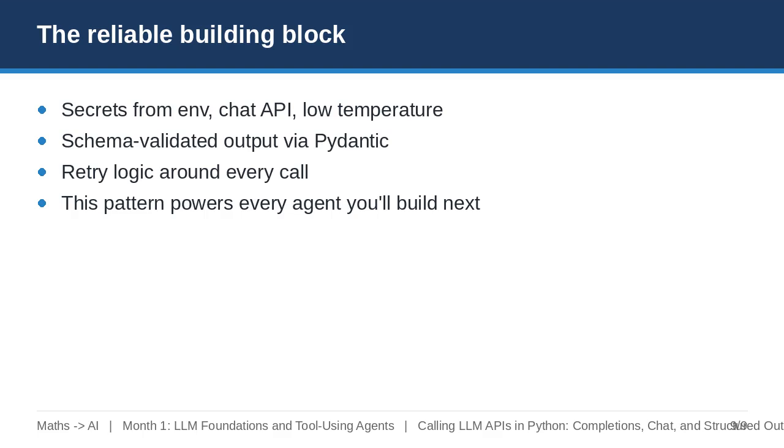Load secrets from the environment, call the chat API at low temperature, request schema-validated output, and wrap everything in retries. This single reliable building block is what every tool-using and multi-agent system in the coming modules will depend on.